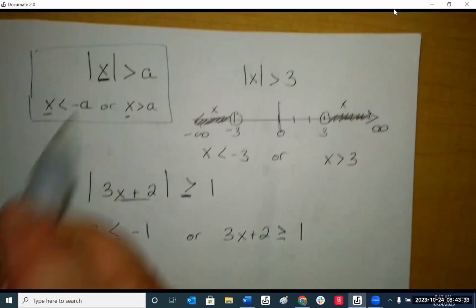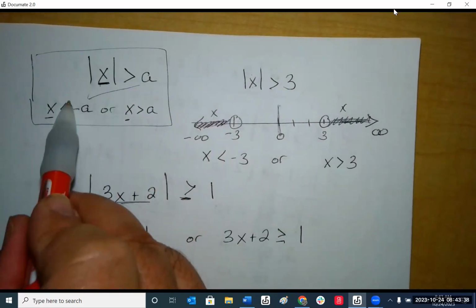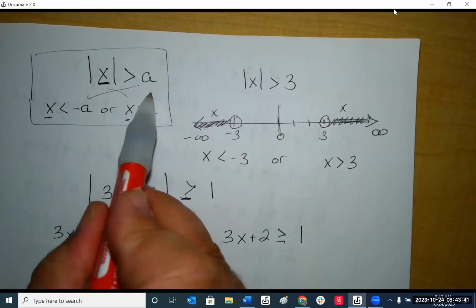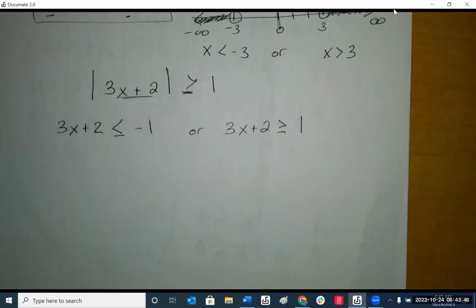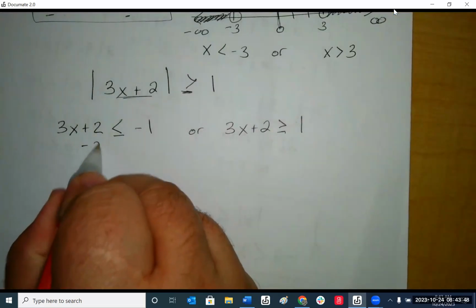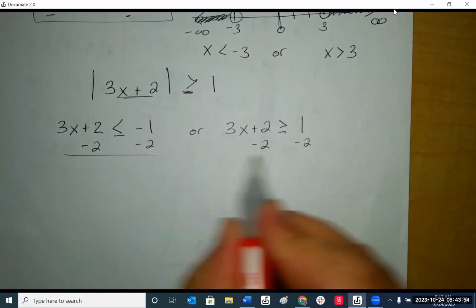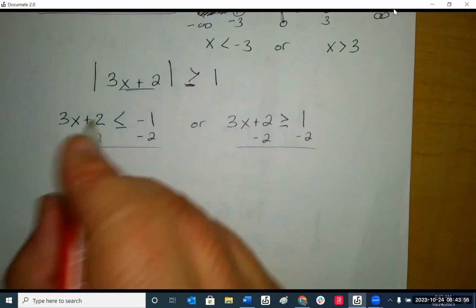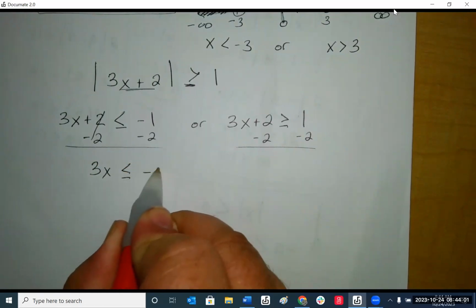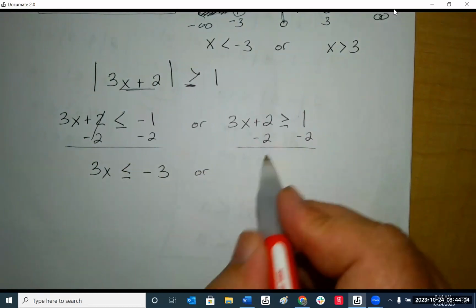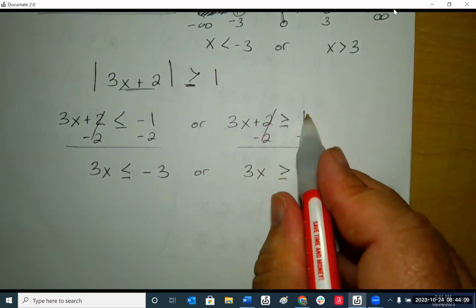And that's all it tells us is whatever's inside the absolute value sign, on this side, it's going to be negative if it's less than, and then this side, it'll be what it is. Now we just work them out. Subtract 2 across the board. Three x is less than or equal to negative 3. 3x is greater than or equal to 1 minus 2.